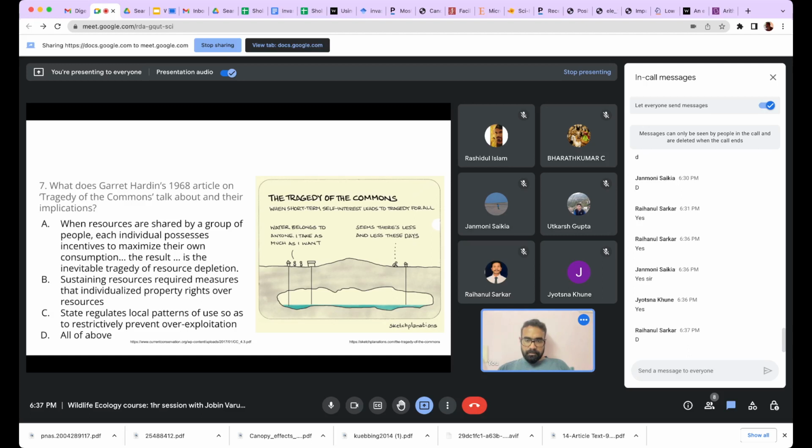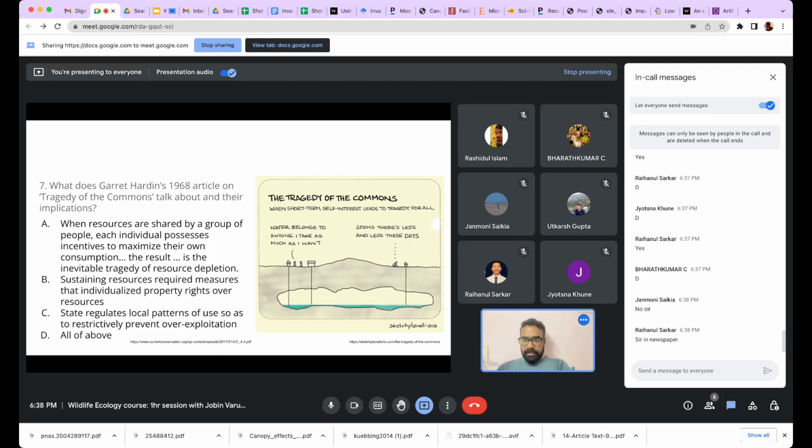Yeah, the easy answer is D. But are people aware of what is tragedy of the commons? Have people heard of this term? Okay, Rehanul, where have you heard this term, tragedy of the commons? Was it taught to you or did you hear it somewhere? Okay. So tragedy of the commons is something like this.